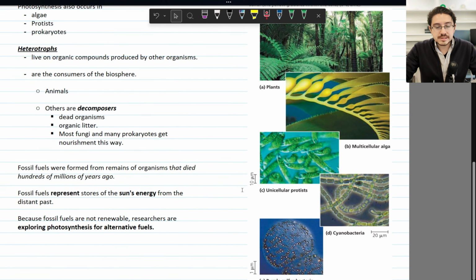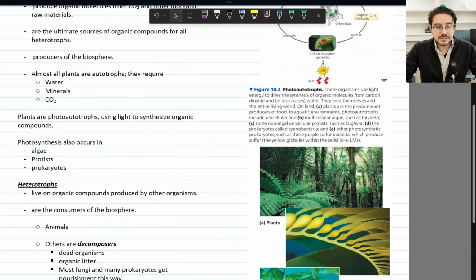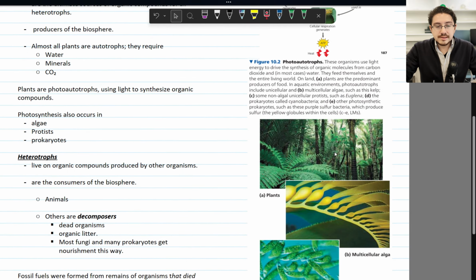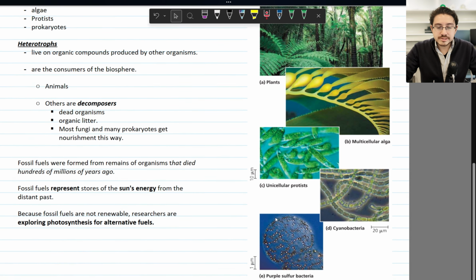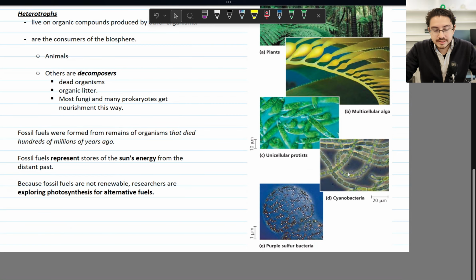And you can see some examples in these figures here, figure 10.2. Photoautotrophs, right? You have your plants, multicellular algae, unicellular protists, cyanobacteria, even purple sulfur bacteria. We're going to see some of these cases in a little bit.